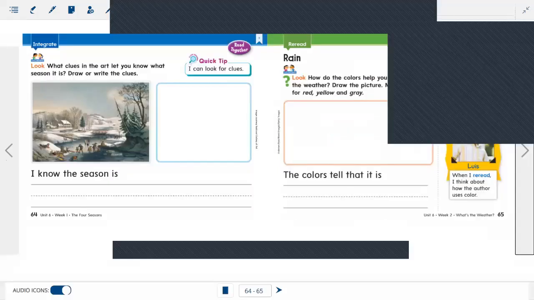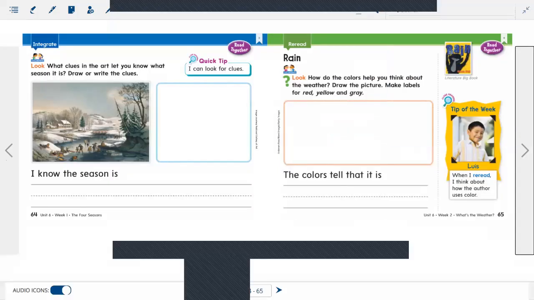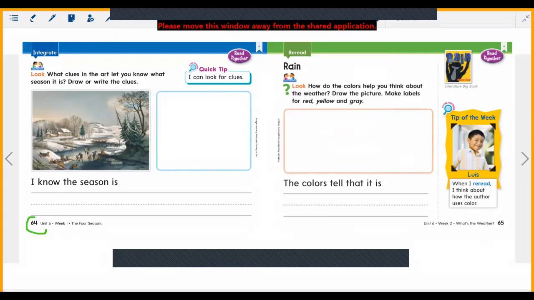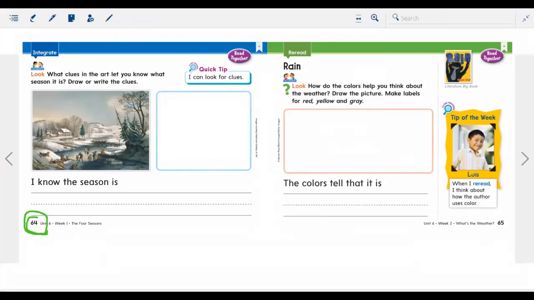Let's turn to page 64, right here. Make sure you have your name and date at the top. And up here it says, what clues in the art let you know what season it is? Draw or write the clues. So we're looking for clues in this picture. What do you see? What clues in this art let you know what season it is?